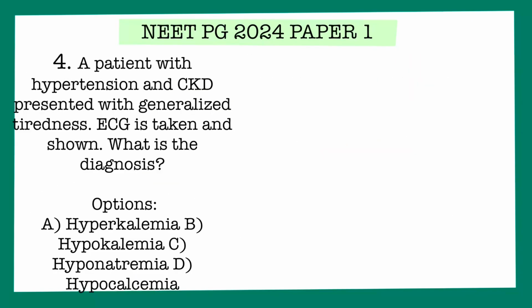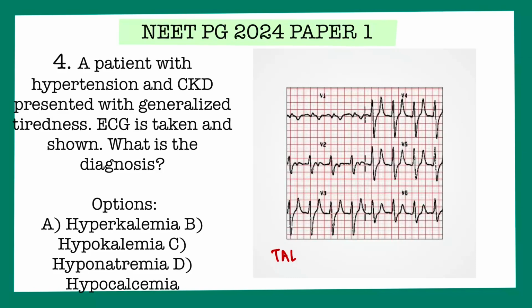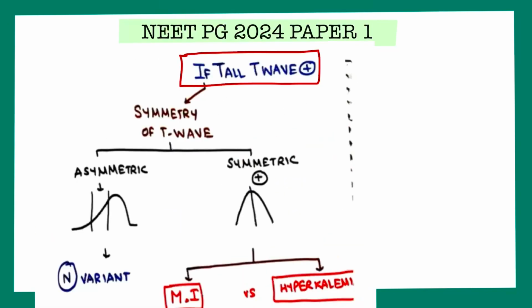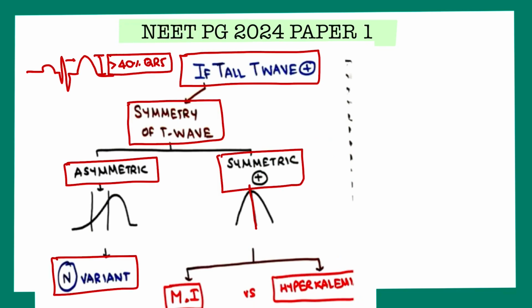Next, ECG was given and a patient of hypertension and CKD with tiredness. ECG shows tall tented T waves, so the answer should be hyperkalemia. Tall T wave definition: more than 40% of the height of the preceding QRS complex. And then you should see the symmetry. If it is asymmetric, then it's a normal variant, no need to do anything there.